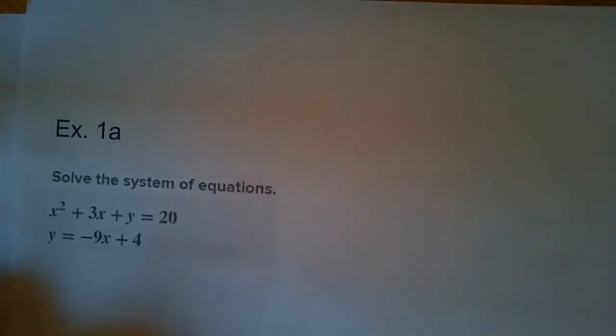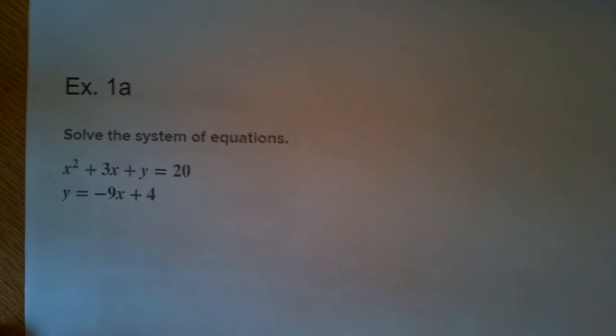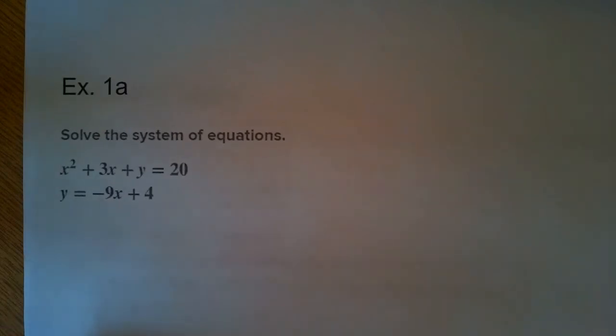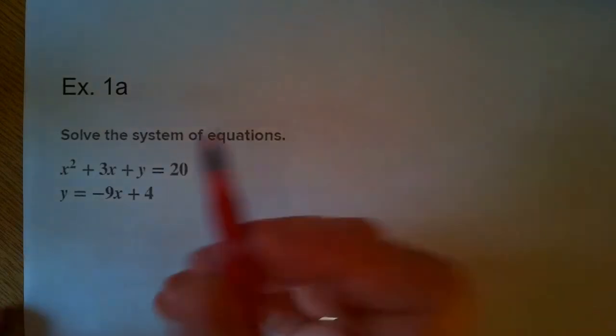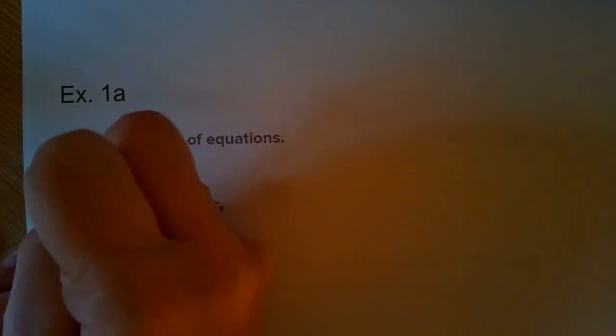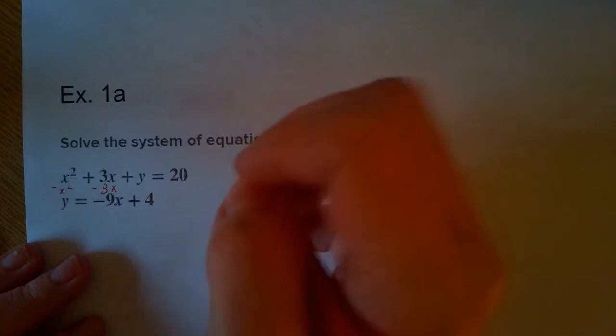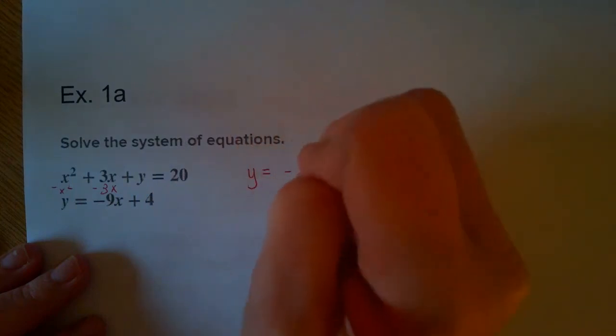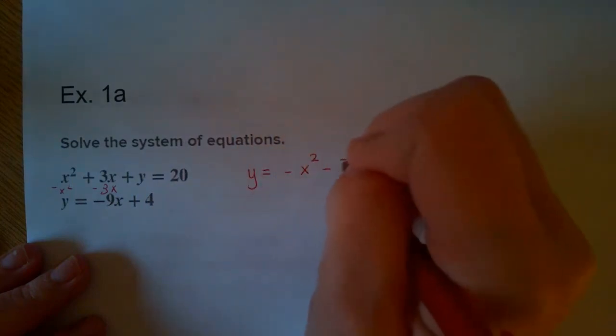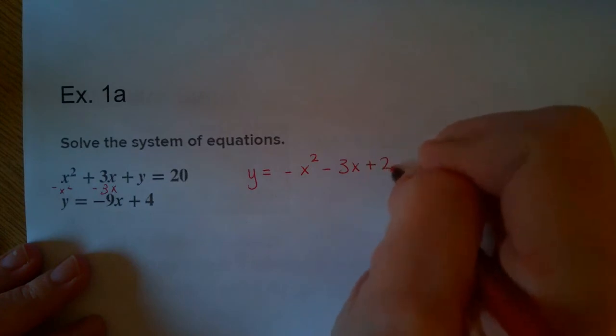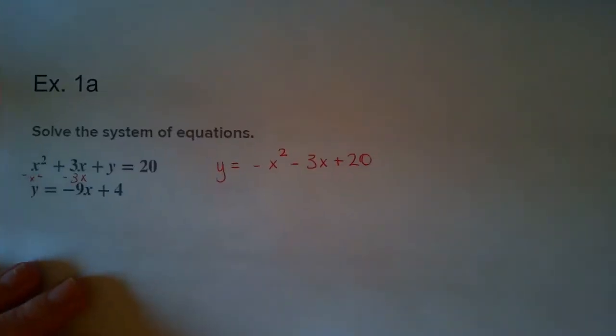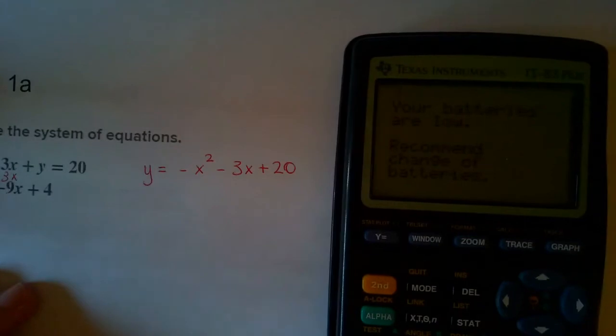So our first system looks like this guy. I see the bottom one is already solved for y. The top one, I need to minus my x squared and minus my 3x to the other side. So I would have y equals negative x squared minus 3x, and then I still have a positive 20. Now I'm ready to type both of those into my equations.